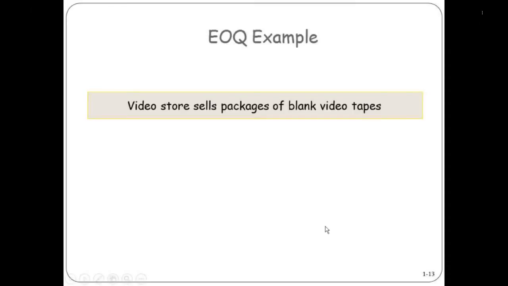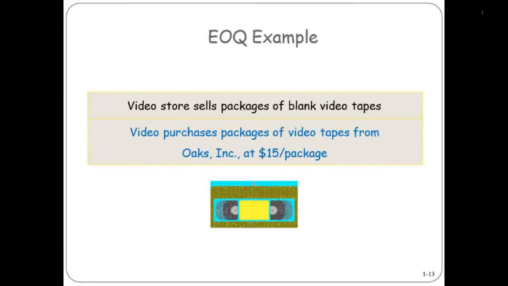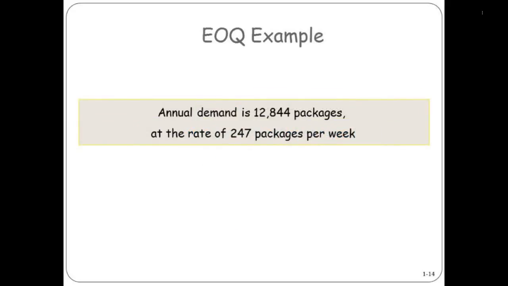Okay, video store. Remember videos? They purchase inventory from Oaks Inc. at $15 a pack of videos, blank videos. That's their cost of each individual video. They've calculated their annual demand is exactly 12,844 packages, and with 52 weeks, they know that they use them at the rate of 247 a week, assuming an even demand cycle.